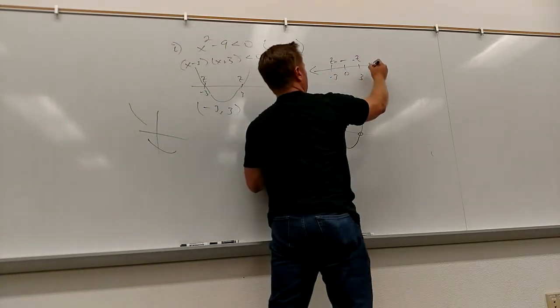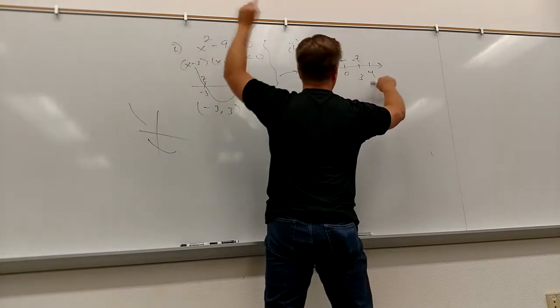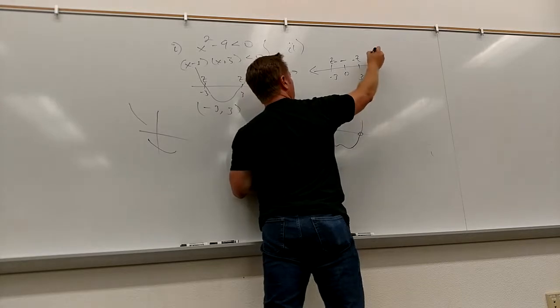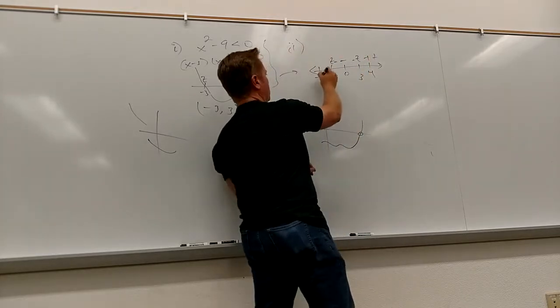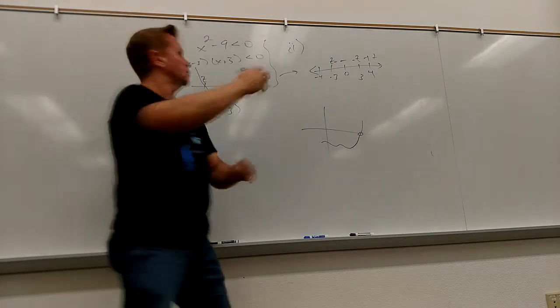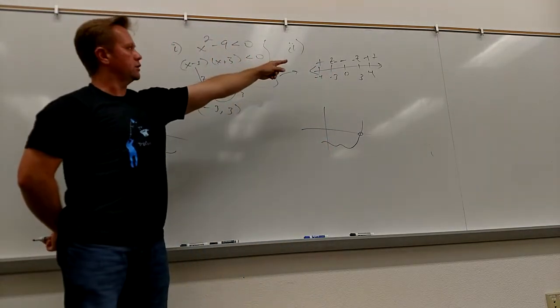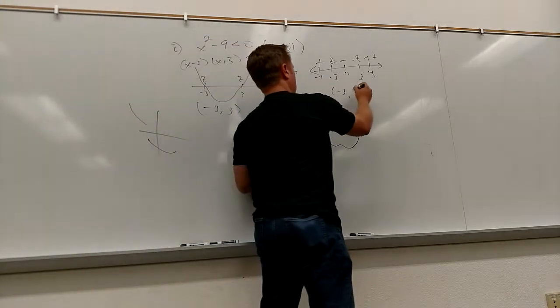So what have I put in there? 4. What's the value of this? 4 squared is 16 minus 9. It's positive, right? That's all we care about. And negative 4, same thing's going to happen. Negative 4 squared is 16 again, minus 9 is positive. So now you look at the question, where is it less than 0? The answer is wherever it's negative. So it's negative from negative 3 to 3.